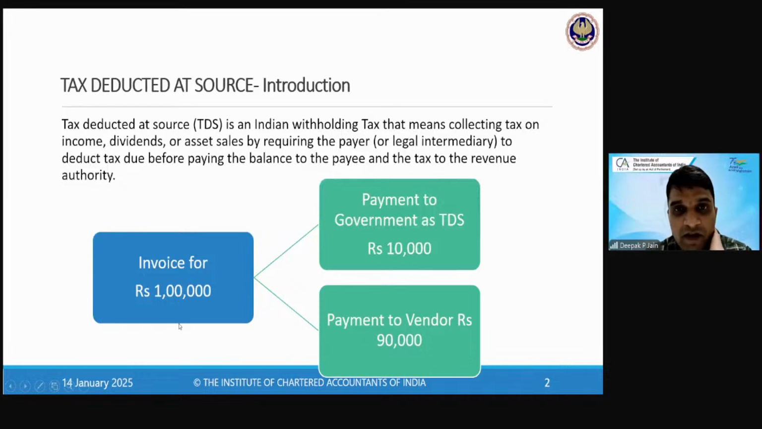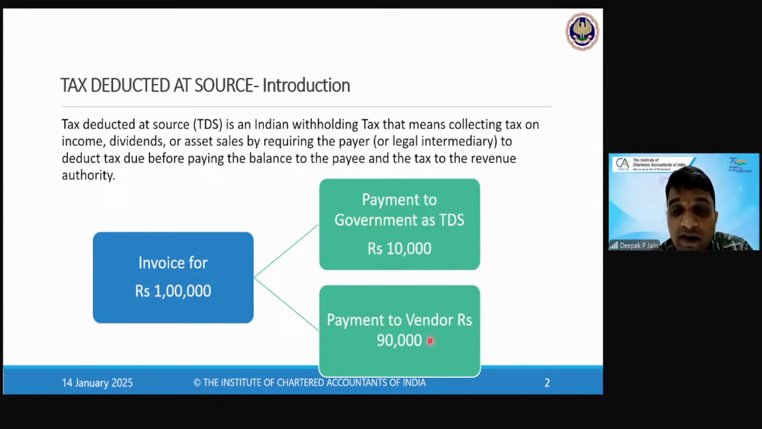No, you will not make payment of 1 lakh because government is saying that you have got an invoice. Fine. Now, you make the payment to the vendor after deducting a portion called TDS. So you have to deduct this portion. The invoice is for 1 lakh. From this, you have to deduct some portion and give it to the government.